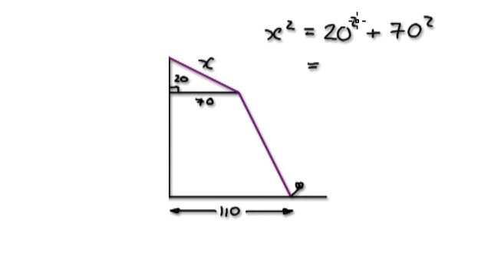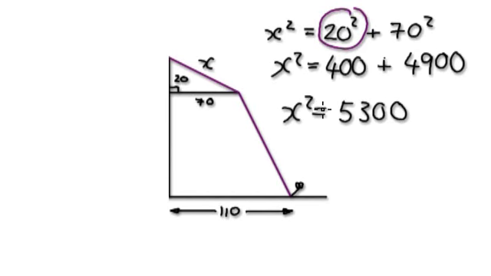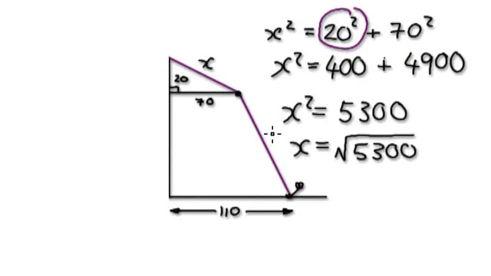So this squared would be 400, and 70 squared would be 7 times 7 is 49 with 2 zeros. Then add the 2 together, so it would be 5,300. So x squared equals that. So x equals root 5,300. Now let's call this length here y.